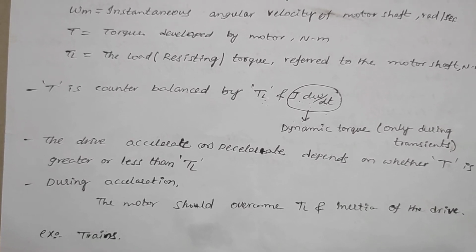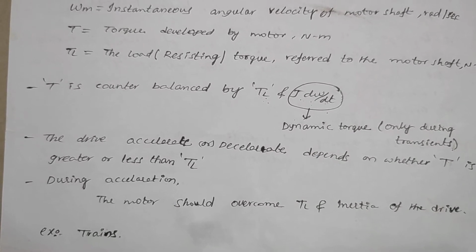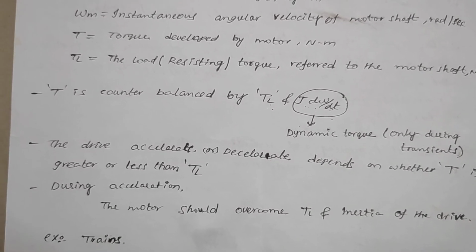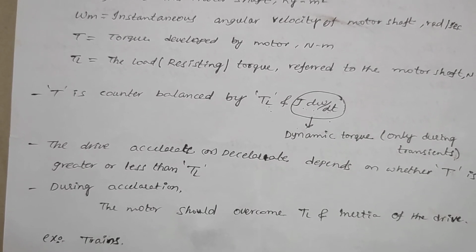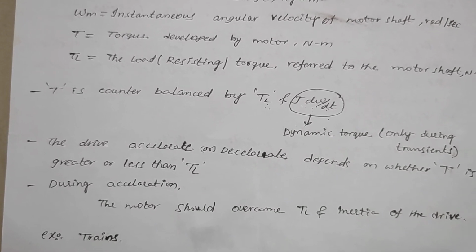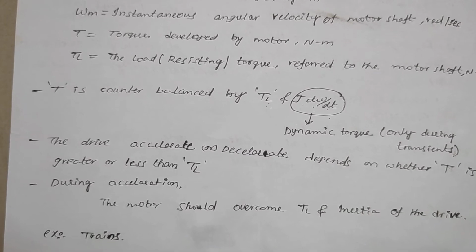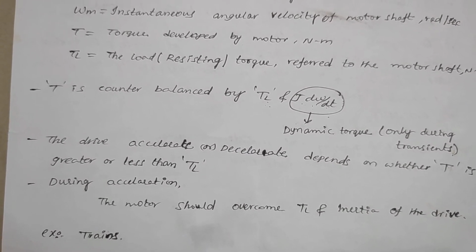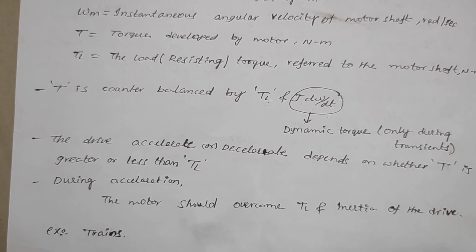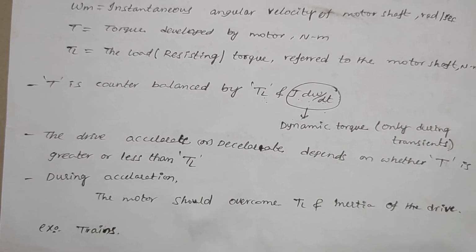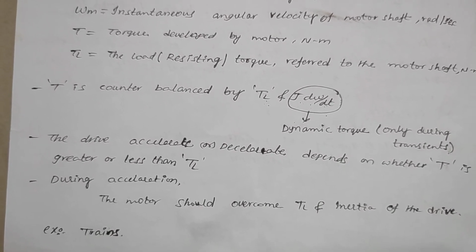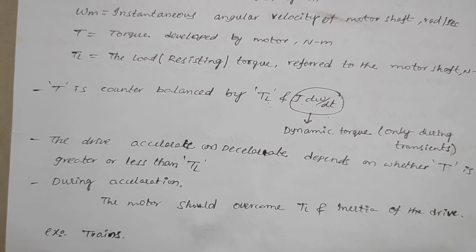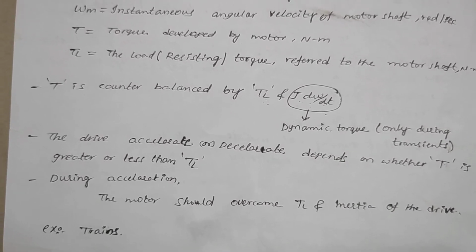If your motor torque is not sufficient to overcome all the opposing torques or forces, that may be load torque, inertia, or J into d omega by dt, or any other components, then the drive is in deceleration mode.